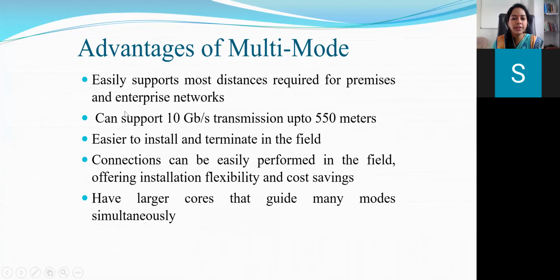Sorry, then second advantage is it can support 10 GB per second transmission up to 550 meters. Okay, so this is a very high speed, easier to install and terminate in the field. Okay, this is having connections can be easily performed in the field, offering installation flexibility and cost savings. These are all the advantages of multimode optical fiber.